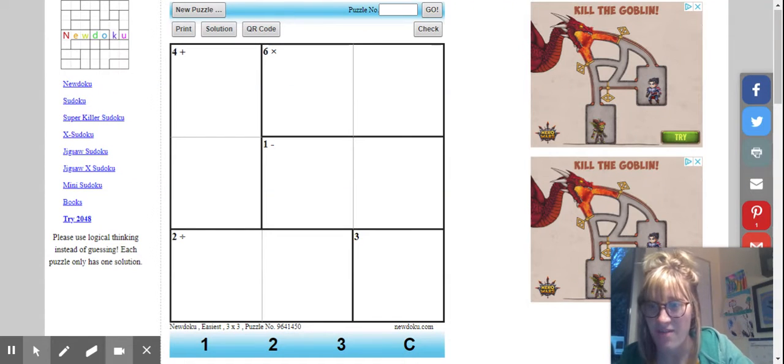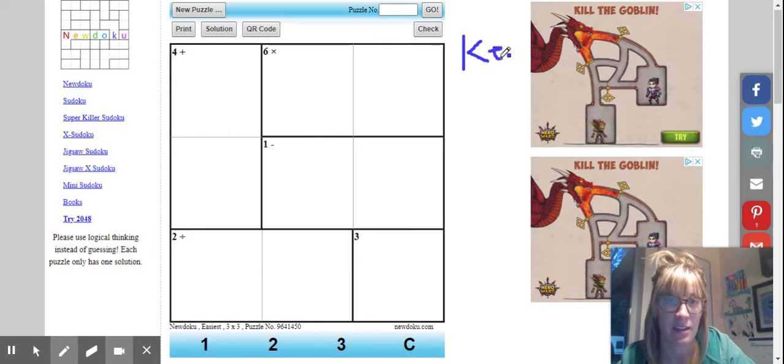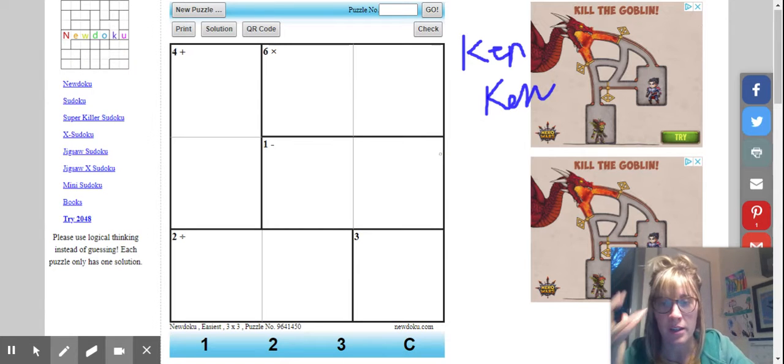Hey, so this is one of my favorite puzzles. It's called a Ken Ken. Ken, Ken. I don't know what is happening over here with this advertisement. Whoa. So the goal here is that you're trying to fill in all of these boxes in this grid.